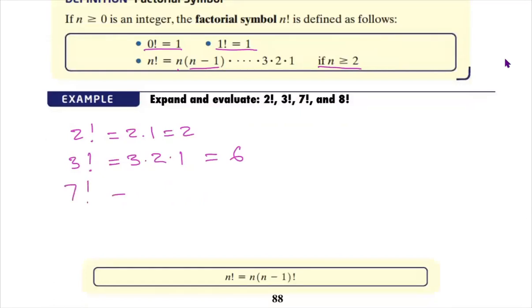Factorial of 7 is 7 times 6 times 5 times 4 times 3 times 2 times 1. So that equals 5040.